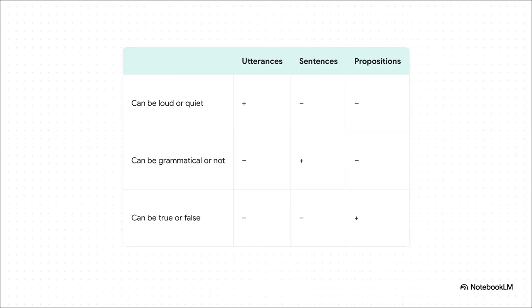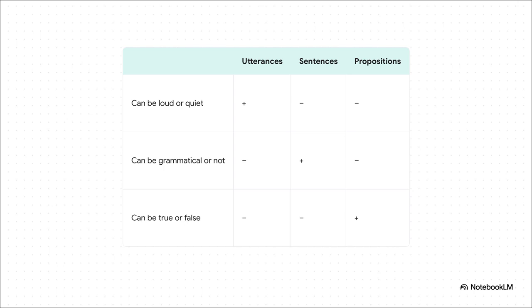Now this is where it gets really interesting. This is how we can tell these layers apart. Think about it. Only an utterance, the actual act of speaking, can be loud or quiet. Only a sentence, the blueprint, can be grammatical or not. And here's the most important one. Only a proposition, the core idea, can be true or false.